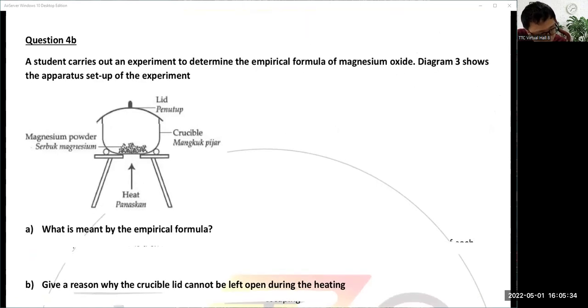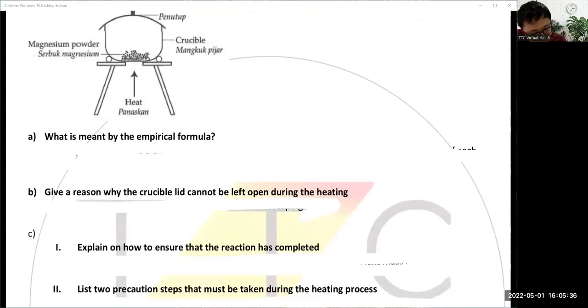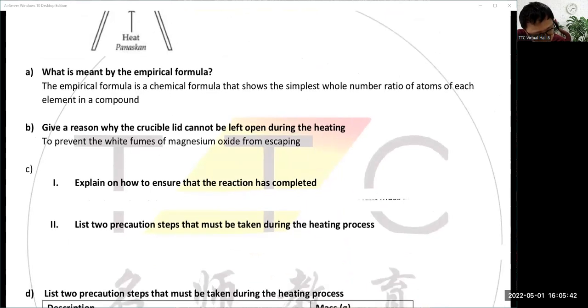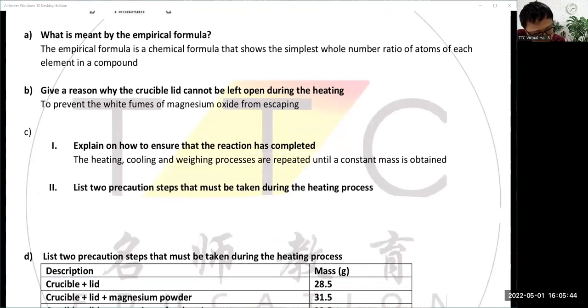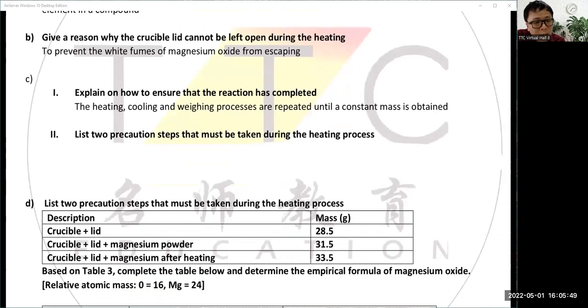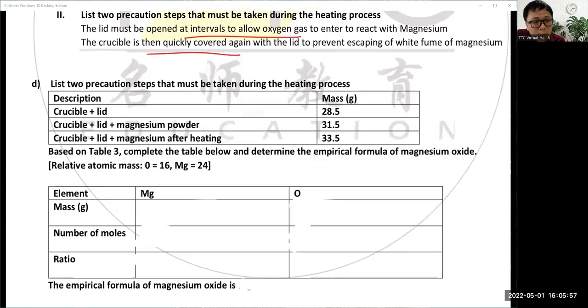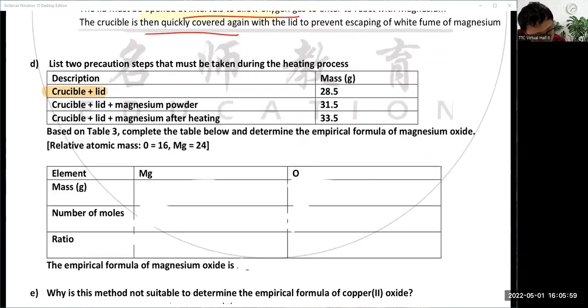So you can try this similar experiment. What is the empirical formula? What is the reason it cannot be left open, to avoid the white film escaping? How do you make sure all is completely reacted? Repeat the three processes: heating, cooling, weighing, until constant mass is obtained. List down the precautionary steps: must open at intervals to allow oxygen to enter, then cover it back to make sure it won't escape. Then you try to find the mass.